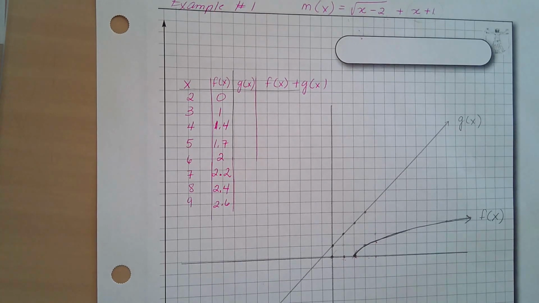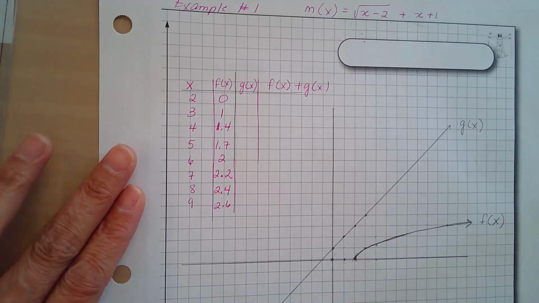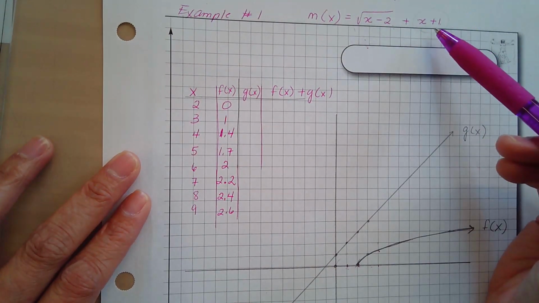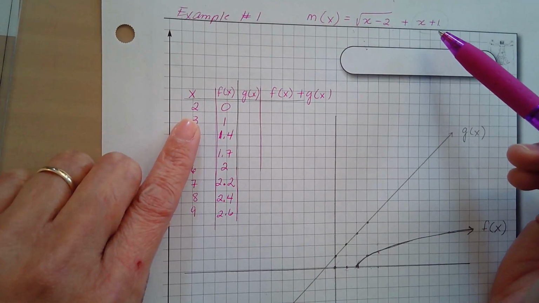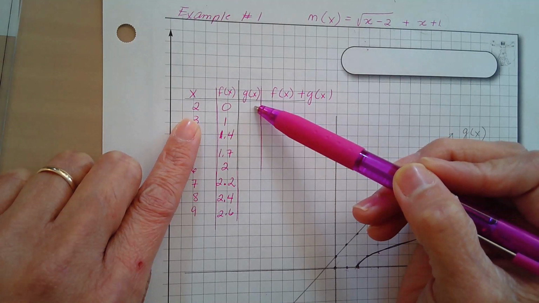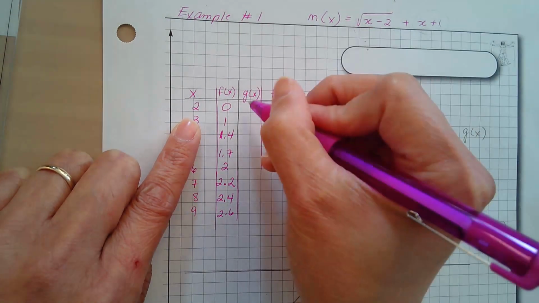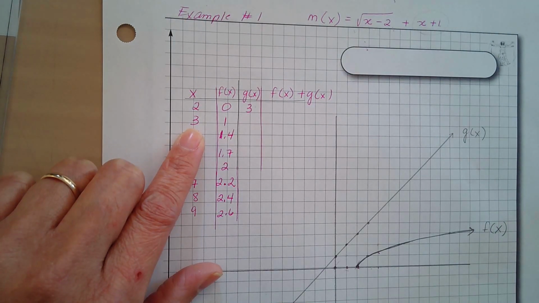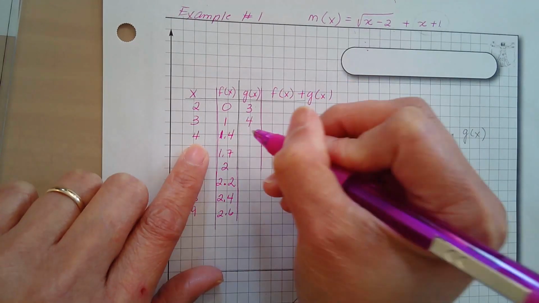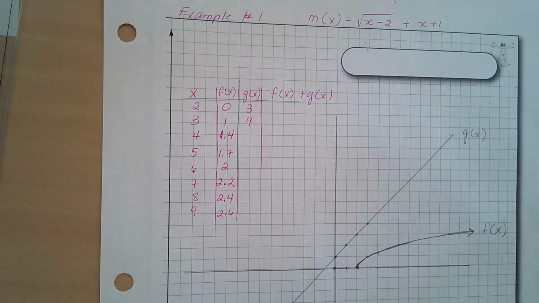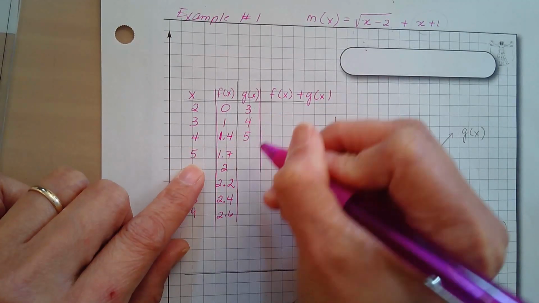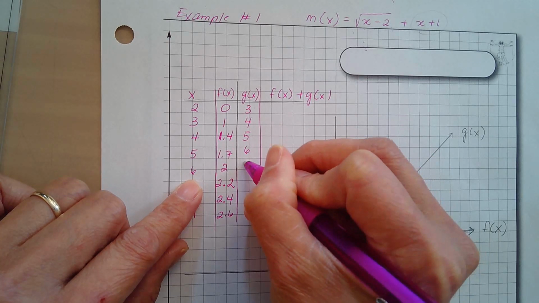Is everybody okay with that? Now let's take a look at the g of x. G of x says if x is 2, what is the g of x? G of 2. It's going to be 3. If x is 3, what is g of 3? Okay, so this is going to be an easy one, right? Because it's always going to be x plus 1. So it's going to be 4, 5, 6, 7.